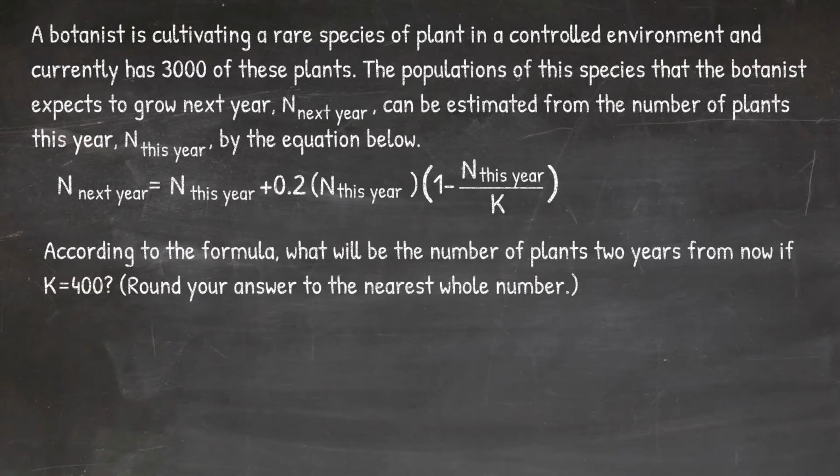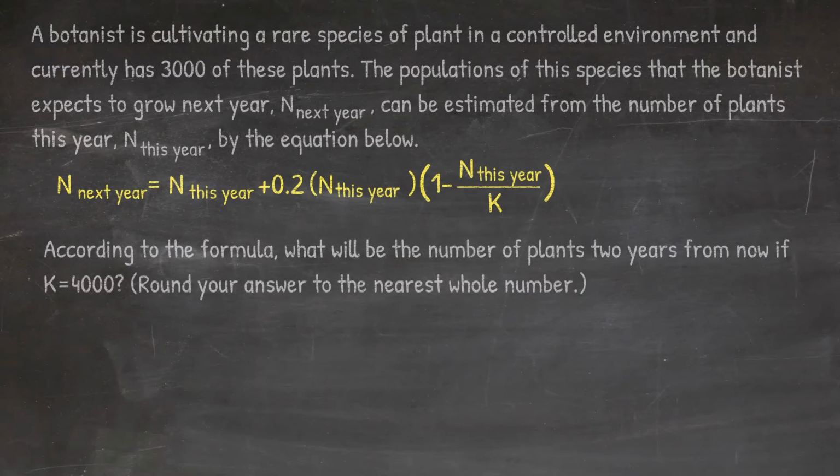A botanist is cultivating a rare species of plant in a controlled environment and currently has 3,000 of these plants. The populations of this species that the botanist expects to grow next year can be estimated from the number of plants this year by the equation below. According to the formula, what will be the number of plants 2 years from now if k equals 4,000? Round your answer to the nearest whole number.